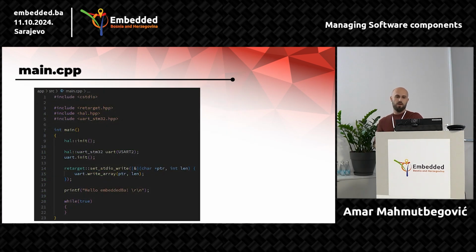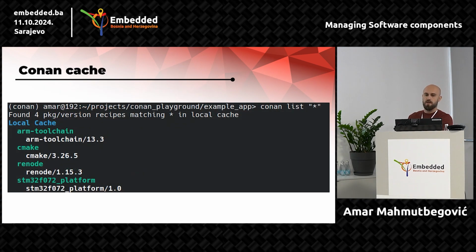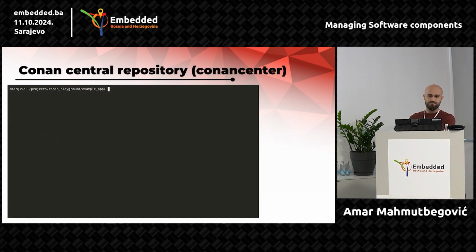Okay, yeah, so just a quick reference on main.cpp, so that's what our firmware is basically doing. Okay, the next thing we want to cover is the Conan cache. After we built this project, we now have all of these components installed in our cache locally. If we use the conan list command, we can list all packages that are in the cache, and we see here all components that we used in this demo project.